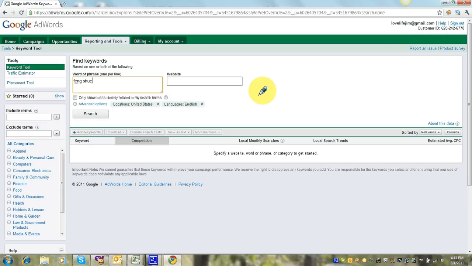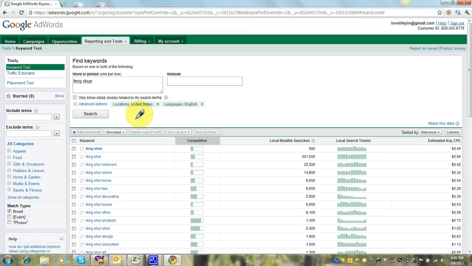And what matters is how are other people typing feng shui? I hardly even know how to say it. But the people that are looking for help with feng shui or information, that's what really matters. What are they going to type into Google? So sometimes you can do surveys, you can do focus groups, and find out what would people type into Google or Bing or Yahoo to get what they want. Now let's just do a search here, see what comes up.